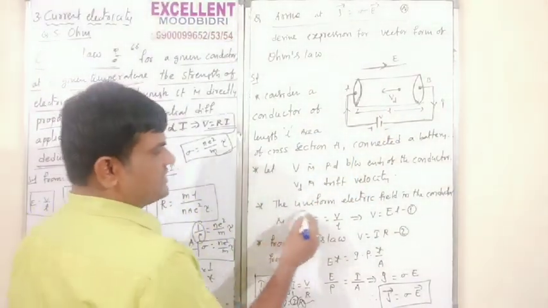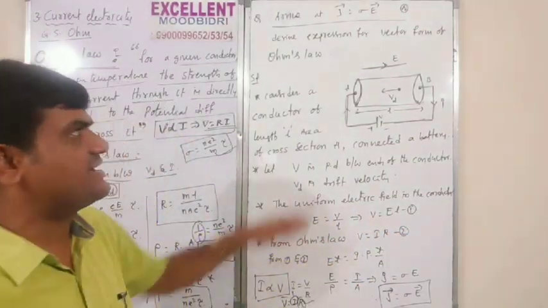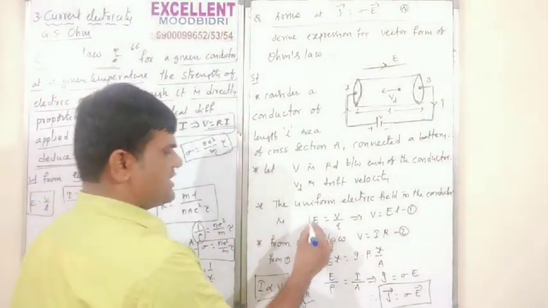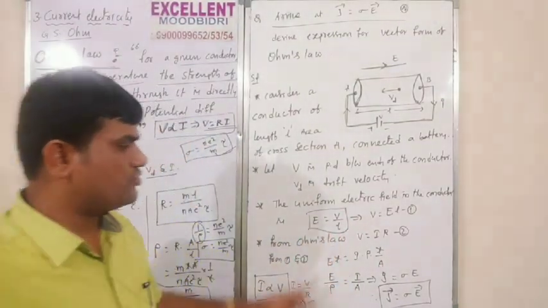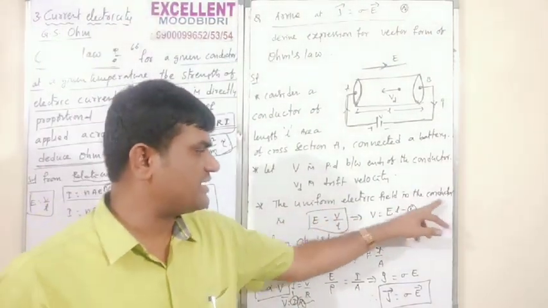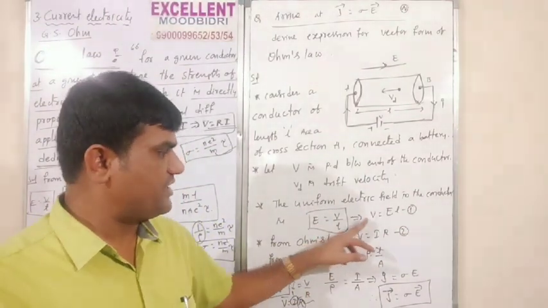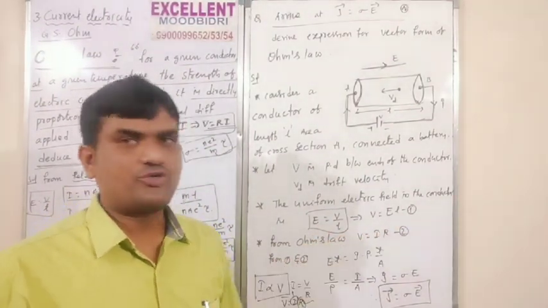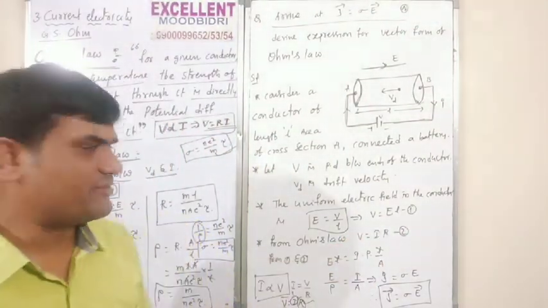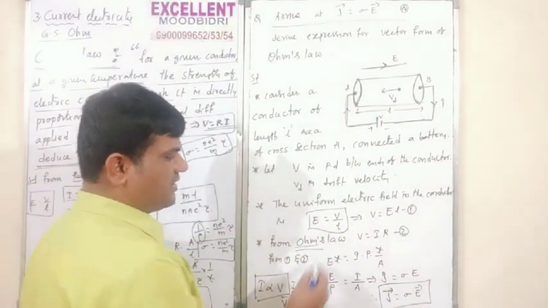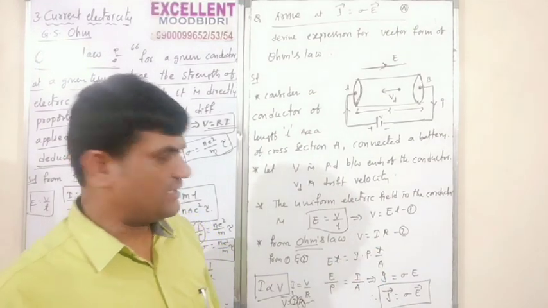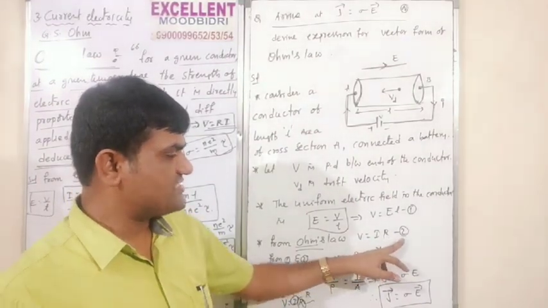Now the uniform electric field in the conductor is E is equal to V by L. Therefore V is equal to E into L, equation number 1. Then next, from Ohm's law, we know V is equal to I into R, equation number 2.